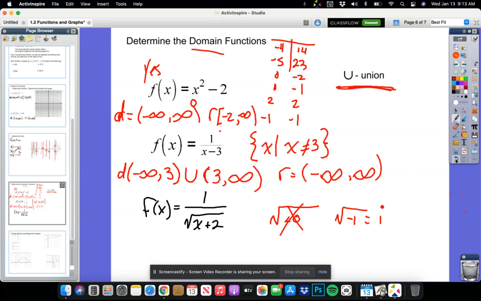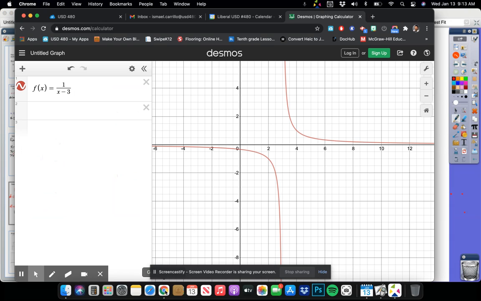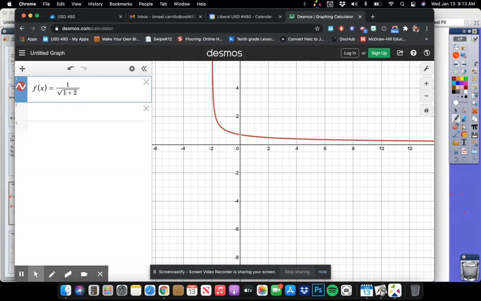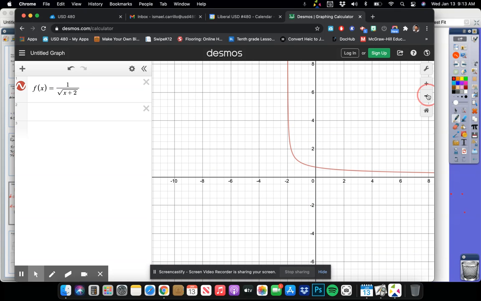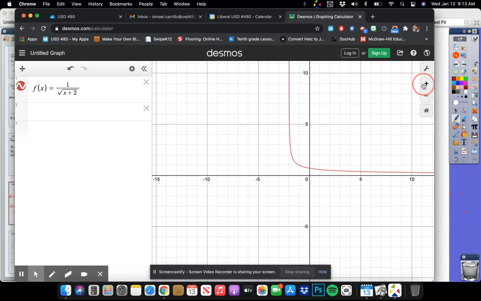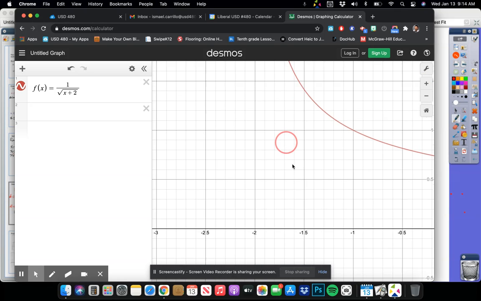So what value? Let's look at this equation. Let's look at the picture of this first and get the idea. We're doing 1 over the square root of x plus 2. Ooh. Let me zoom out. What is it doing as well? What is the lowest value it can be?